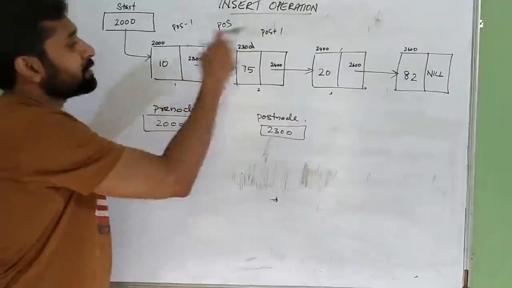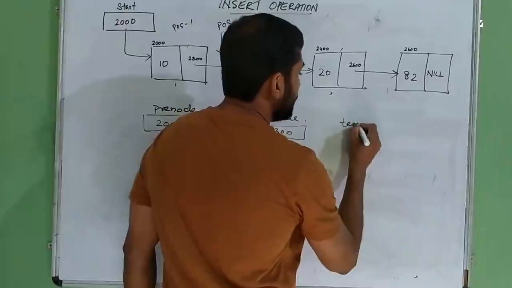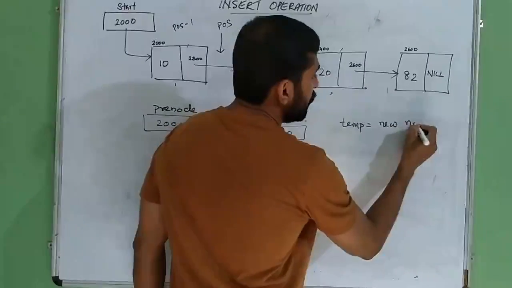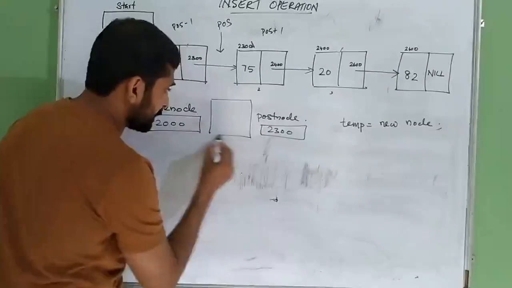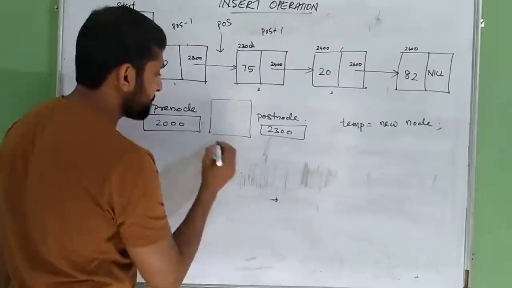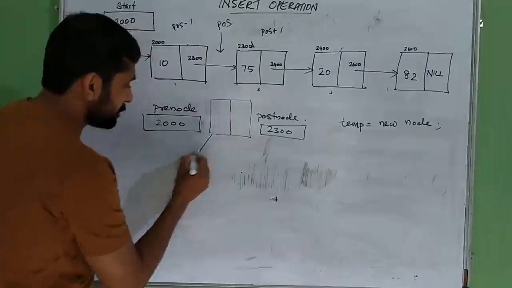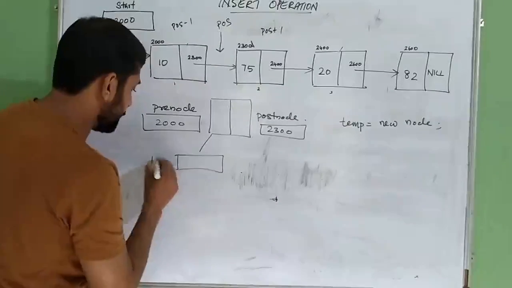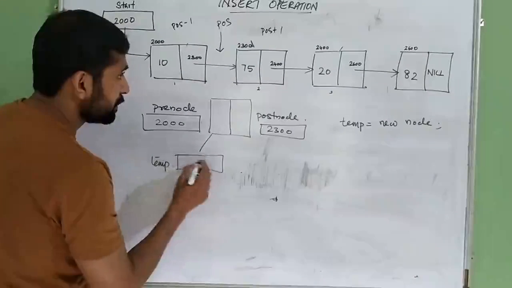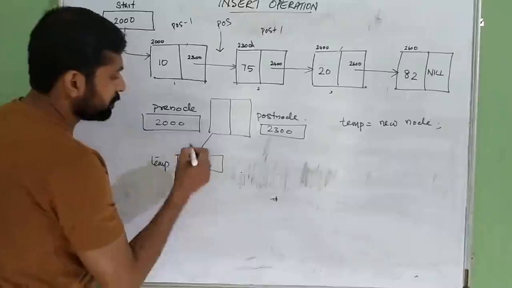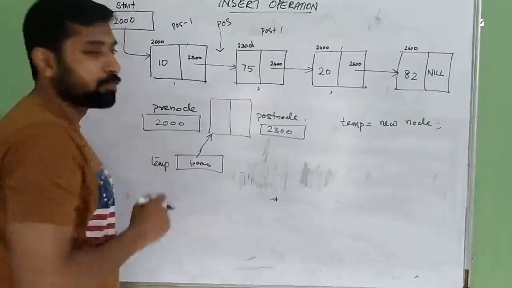Now we want to create a new node. How can we create a node? Say temp equal to new node. This will create a new node. So let it be created like this, and its address is there in temp. Let it be, say, some 4000. So the base address of this newly created node is 4000.